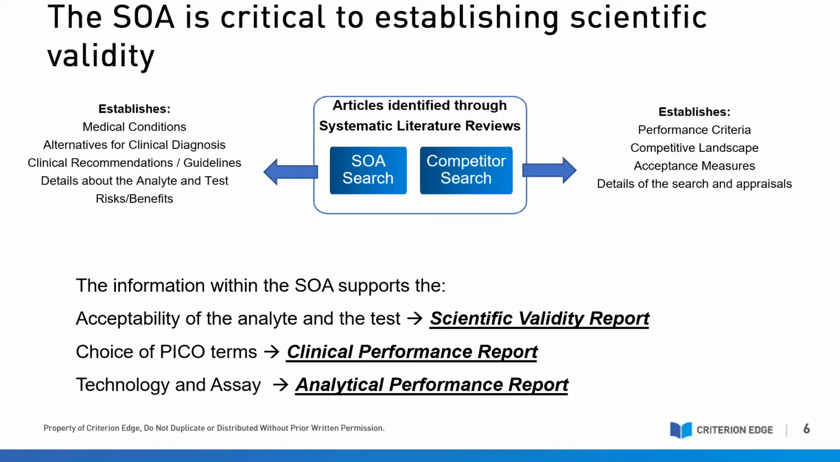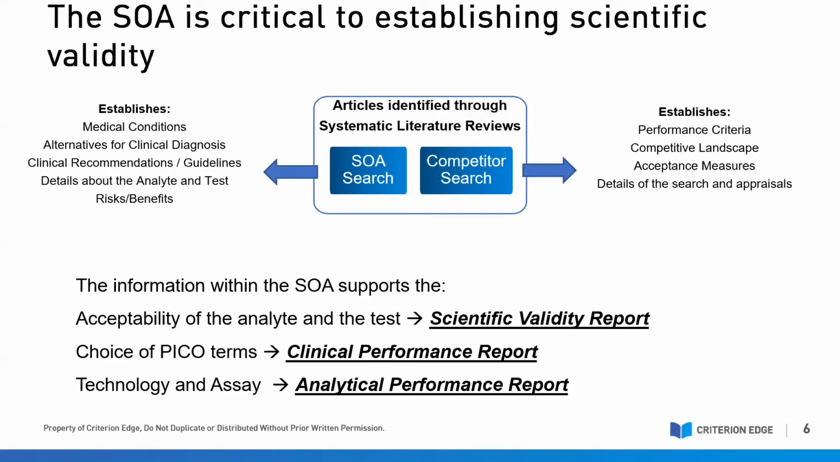The competitors are different than alternatives, so keep that in mind. This is the section where you're going to be establishing safety and performance measures, as well as your acceptance criteria. And you're going to use data that's been extracted from articles retrieved through your competitor systematic literature review. The goal is to compare your IVD to the competitor IVDs to show that your IVD performs as intended and meets these established acceptance criteria.